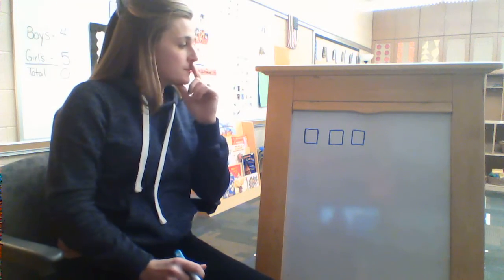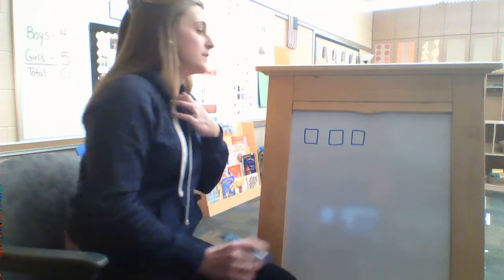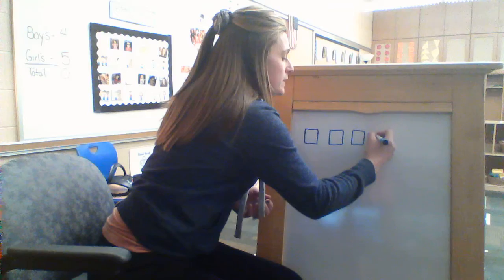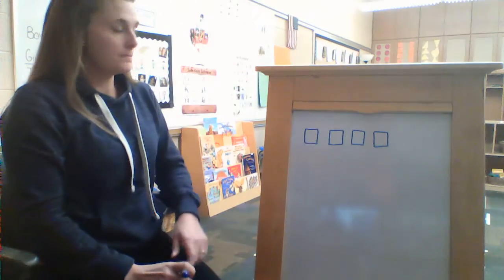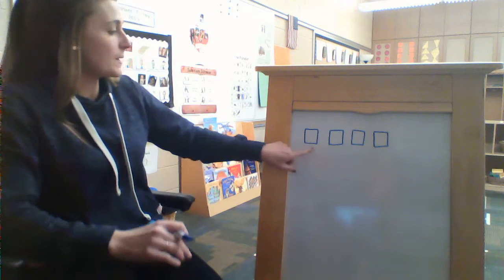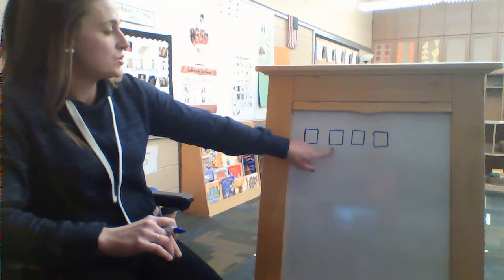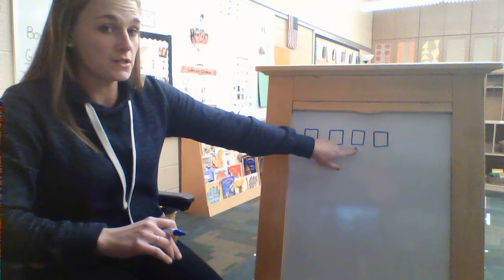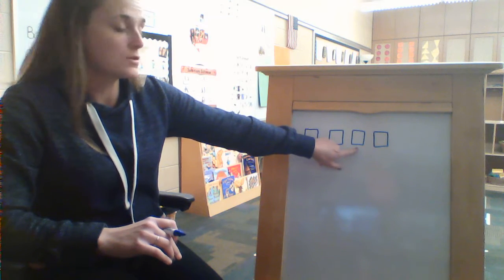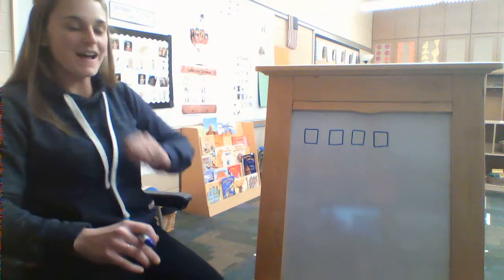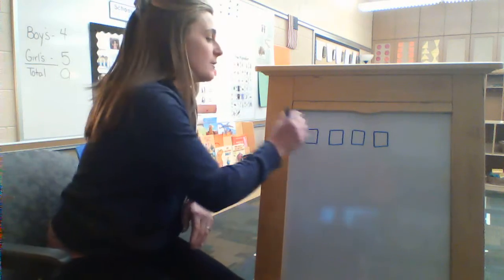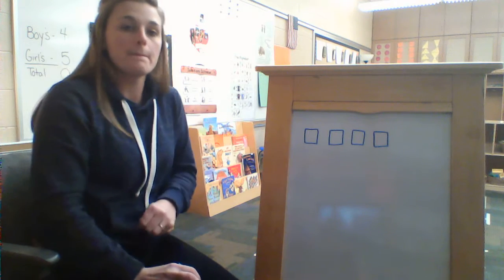I wonder how many squares we would have if I added one more square? How many squares do we have now? Let's count them. 1, 2, 3. That's what we started out with, and we added one more. So what comes after 3? 4. You got it. All right, so now we have 4 squares on the whiteboard.